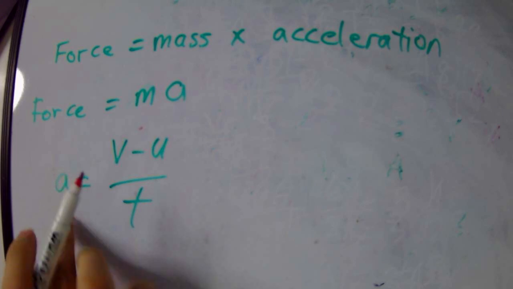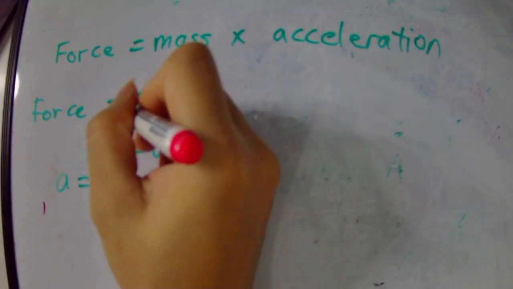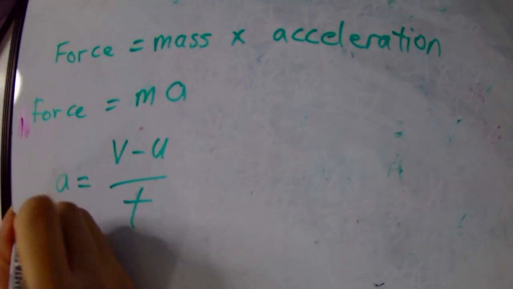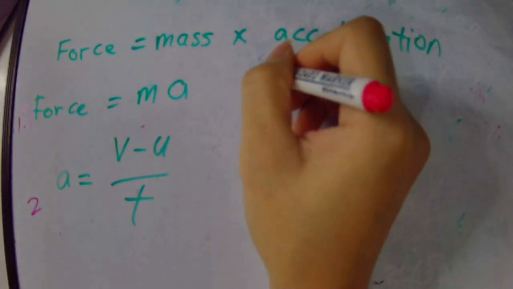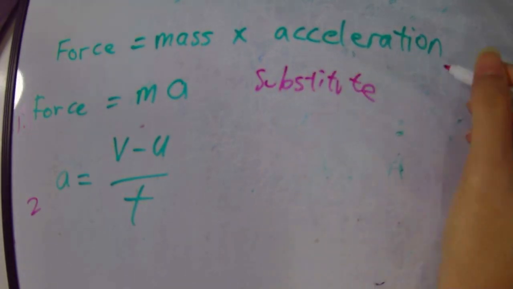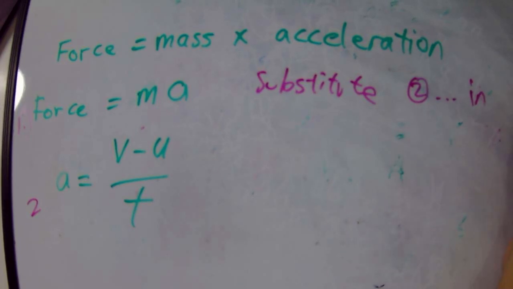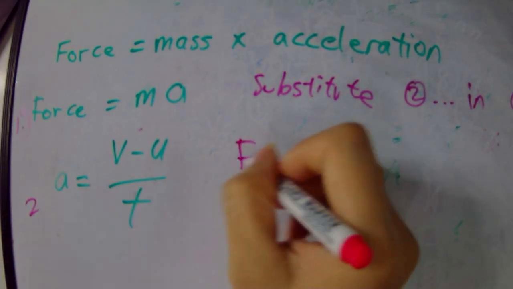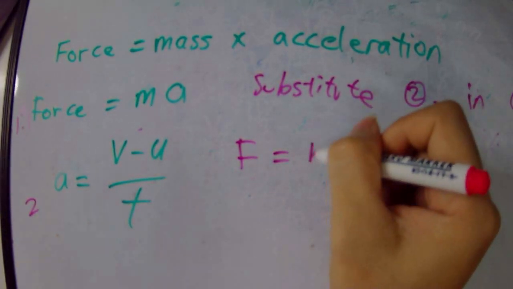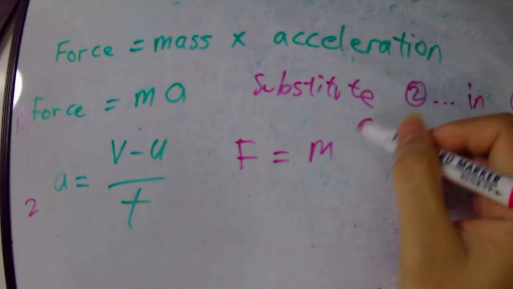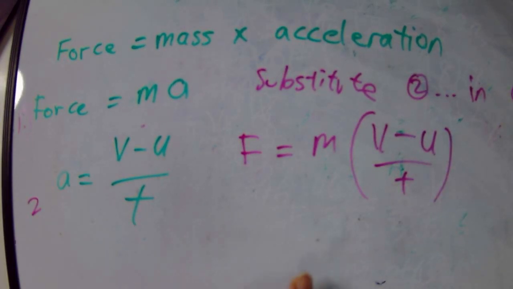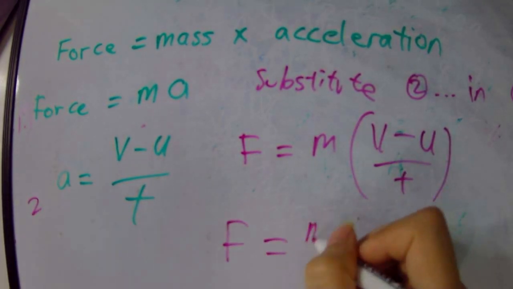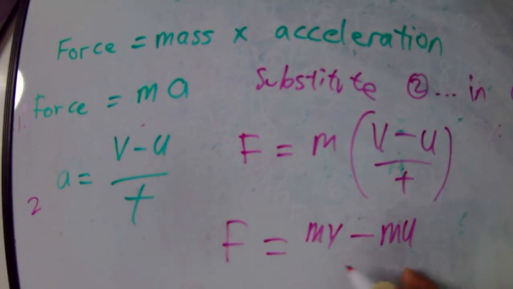So what we can do is substitute. This is number 1 and this is number 2. We substitute number 2 in number 1. So instead of F equals ma, we put F equals m, and we substitute the a with this formula, v minus u over t. We can simplify or rewrite the formula like this: force equals mv minus mu over t.